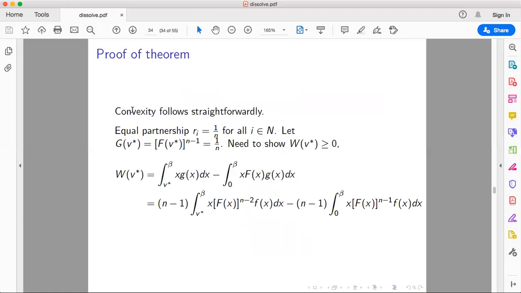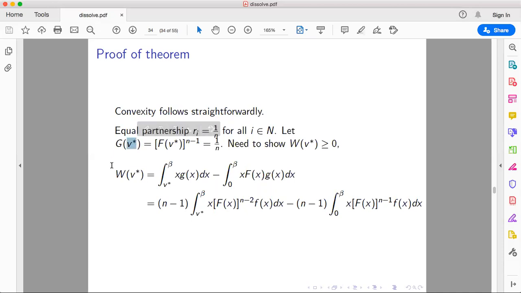Okay, so I'm not going to discuss the convexity proof. You should look in the notes how it is done. But what I will discuss is the proof that equal partnerships can always be dissolved. Why is that? Well, for equal partnership, everybody has the same V star i because everybody has the same r_i. Basically V star i is the point where G of V star i is equal to 1 by n. So I'm going to call that V star.